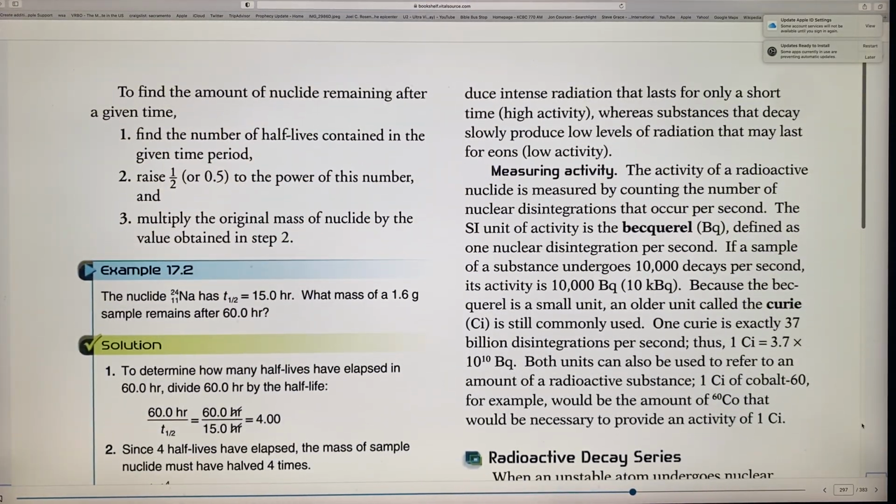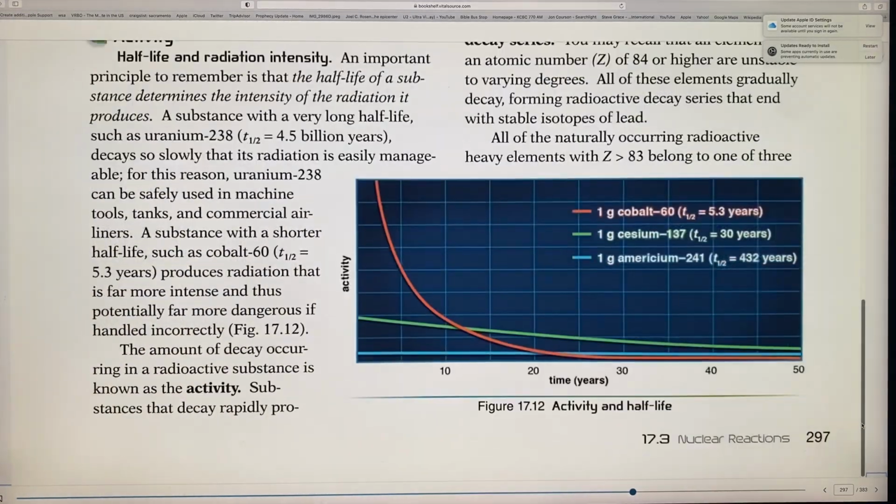And measuring activity here. So let's see, did I miss something here? No, okay.